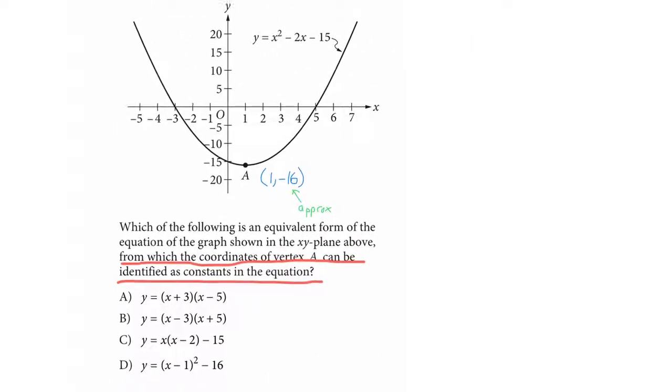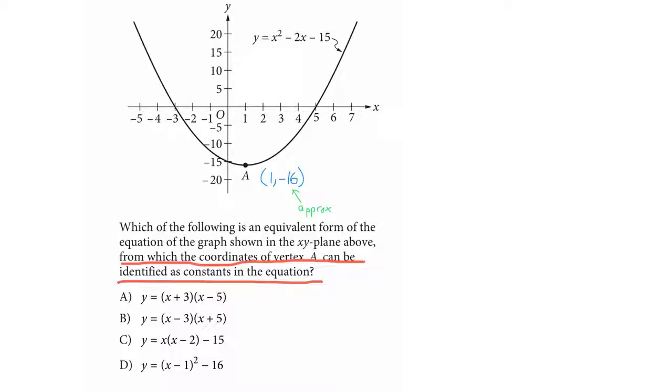And looking at the answer choices, which of the following is an equivalent form of the equation of the graph shown in the xy plane. So we want an equation of this, but it has to be an equation such that the coordinates of vertex A can be identified as constants. Well, again, the coordinates of vertex A are 1 and potentially -16. I don't see any of that here as a constant. I don't see 1 at all here. Let's just focus on 1. I don't see 1 here either. I do see 1 here, and actually I see a -16.